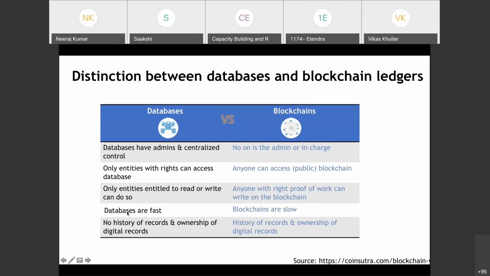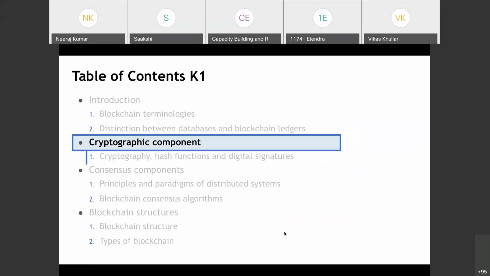And databases are fast and blockchains are a little slow, because we have to do proof of work, verify and validate all those transactions which are supposed to become a part of the blockchain. And in a database we have no history of record or ownership of digital records, but here we have history of record and ownership of digital records must be there.